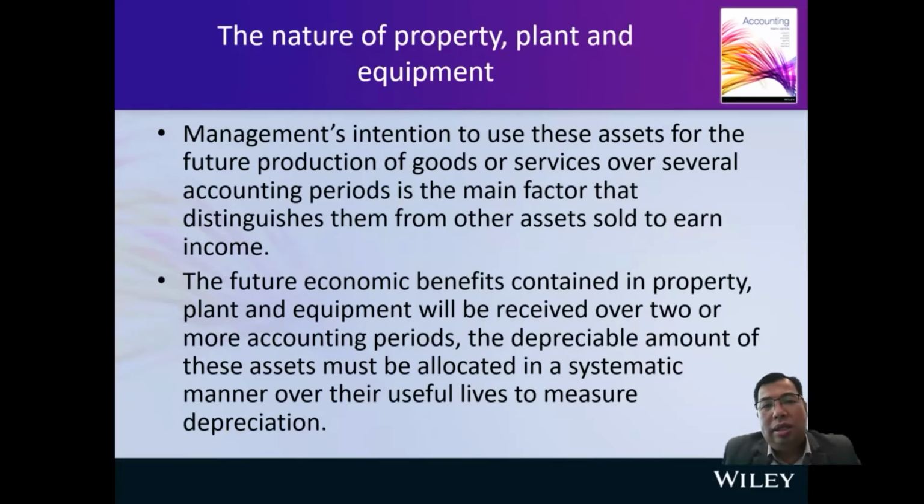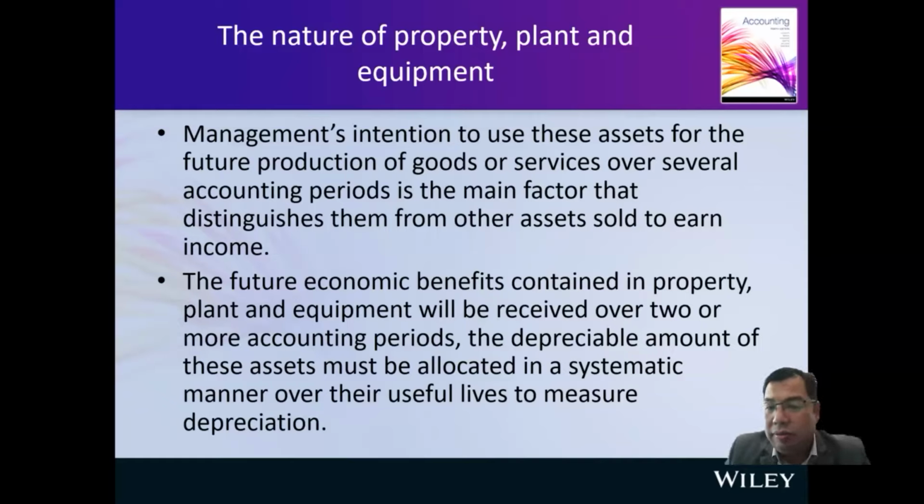So, what is the nature of property, plant, and equipment? It's always a management intention to use this asset for future production of goods or services over several accounting periods. This is the main factor that distinguishes them from other assets sold to earn an income.